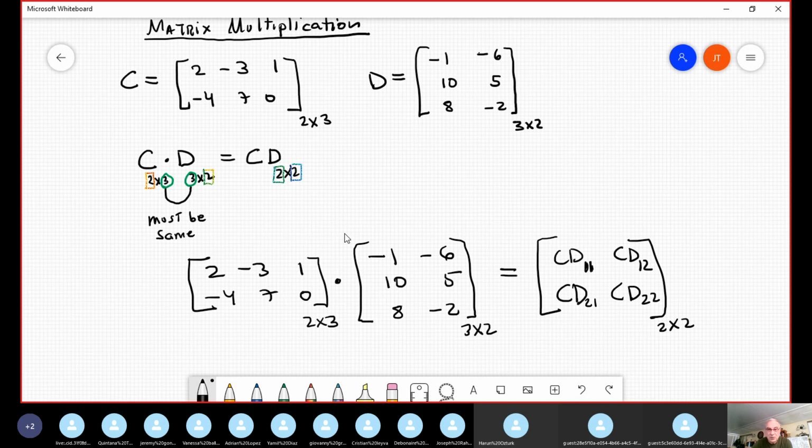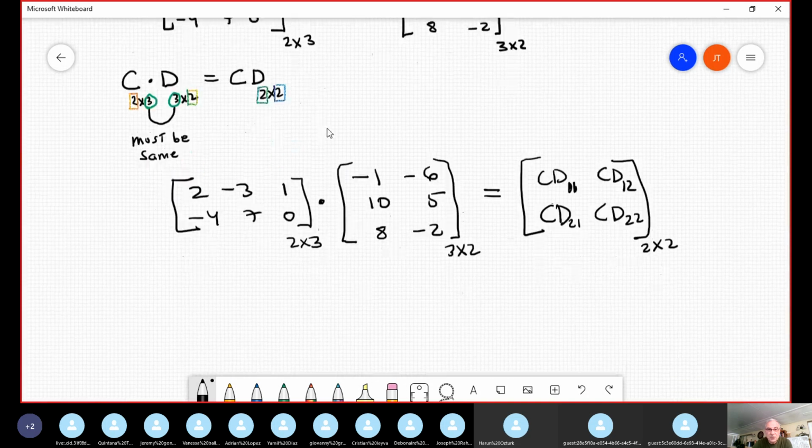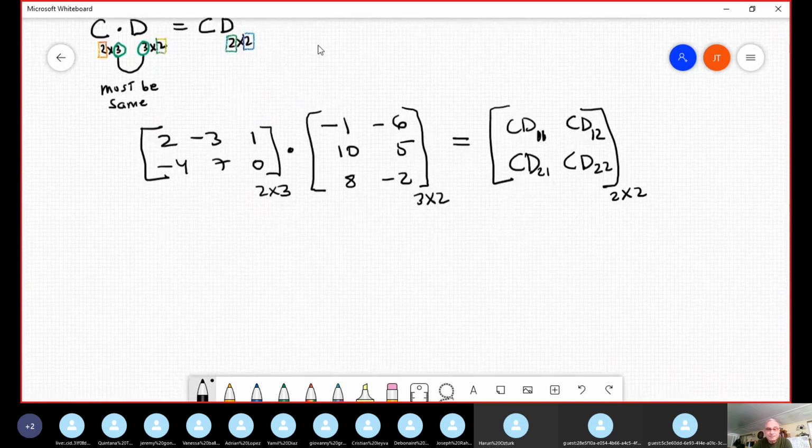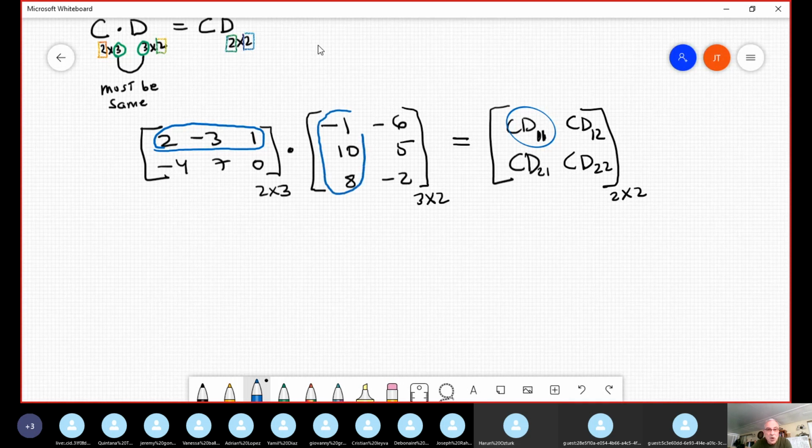So what is the idea? What is the formula to perform the multiplication? When you multiply this matrix times this matrix, to get that value, you multiply the entire row 1 of the first matrix, C, by the entire column 1 of the second. This one indicates row 1 in the first, and this one indicates column 1 of the second matrix. So it's CD11.